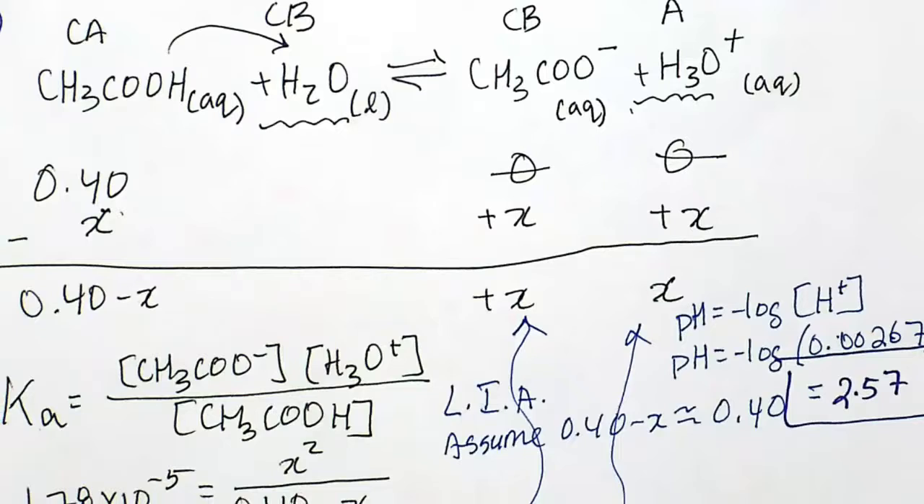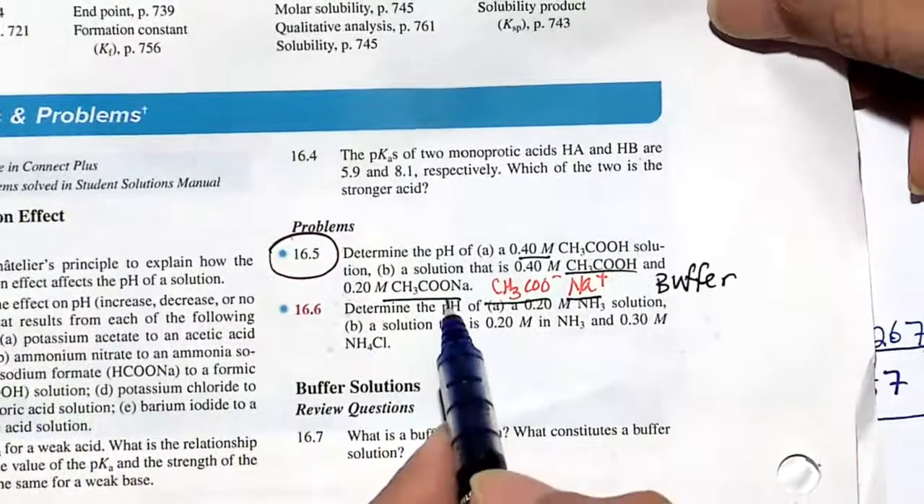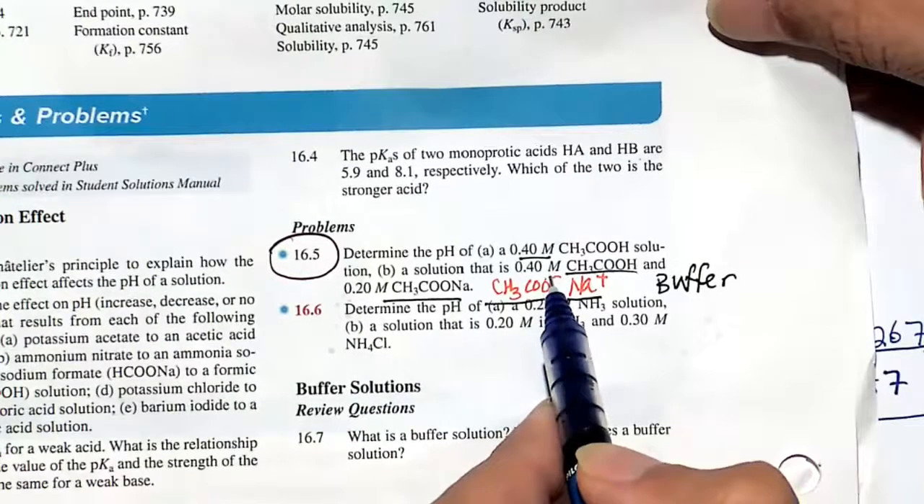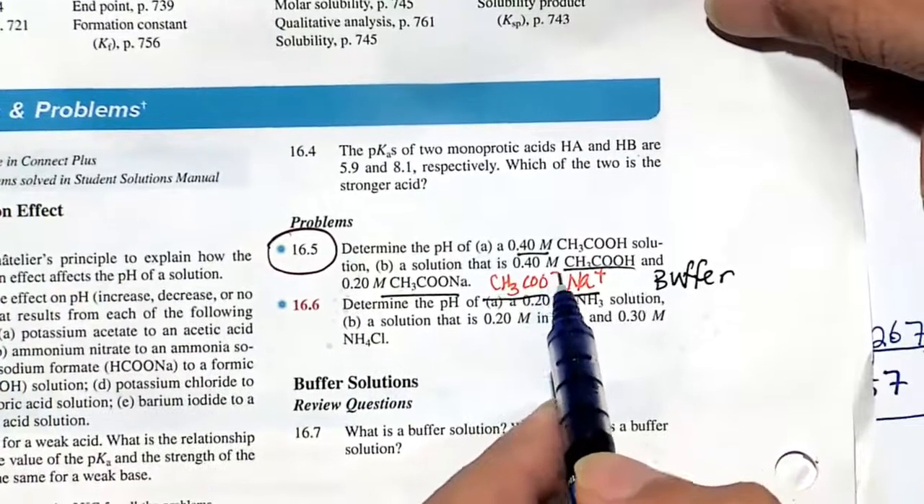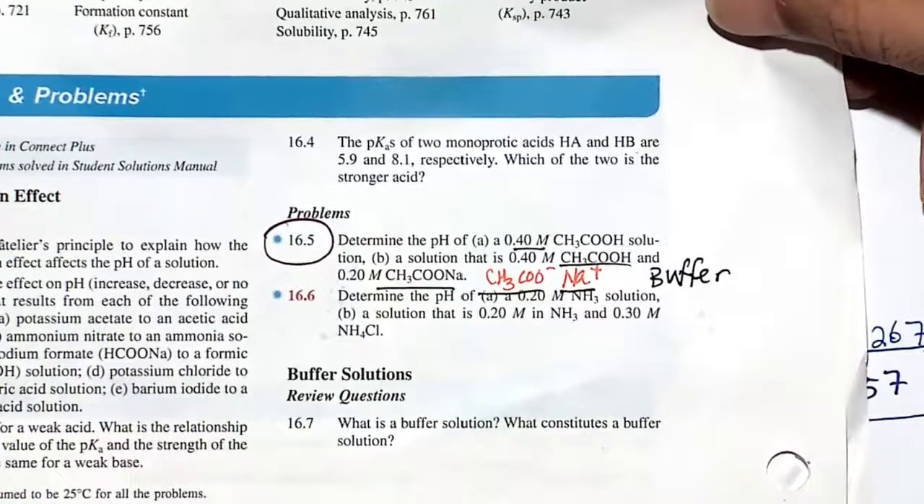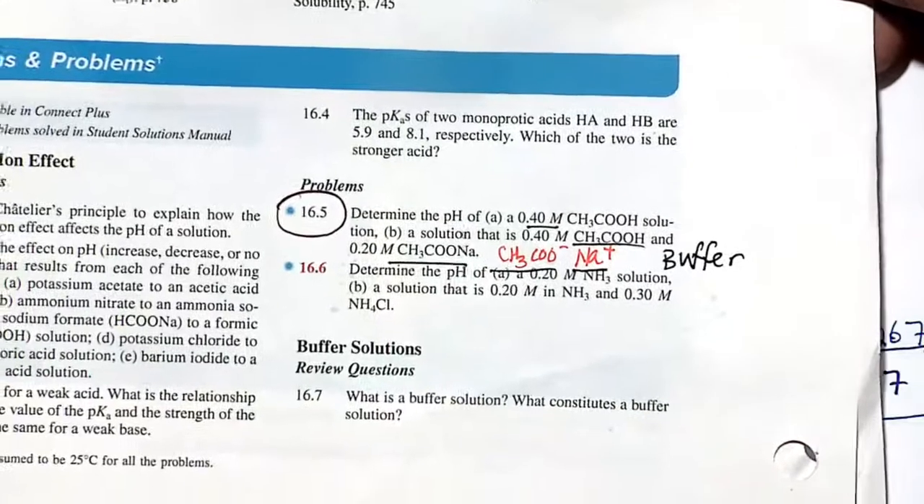Now we add the conjugate base here, sodium acetate, in the concentration of 0.2 molar with our 0.40 molar. What is the corresponding pH? Once again, we have a buffer, and once again, these are the perfect complement to use the Henderson-Hasselbalch equation. So moving on to part B.